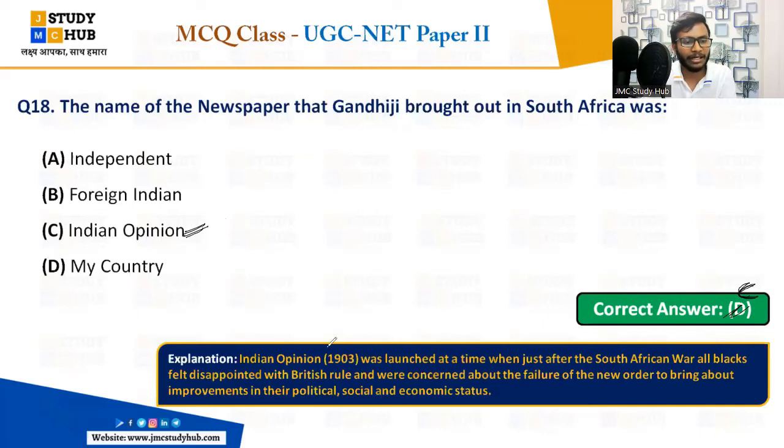Very good. In 1903 the Indian Opinion newspaper was launched, just after the South African war, when all Blacks felt disappointed with British rule. They wanted change. They wanted some new order. It was about the failure of the new order to bring improvements in their political, social and economic status. So that is Indian Opinion by Mahatma Gandhi, the newspaper of 1903.